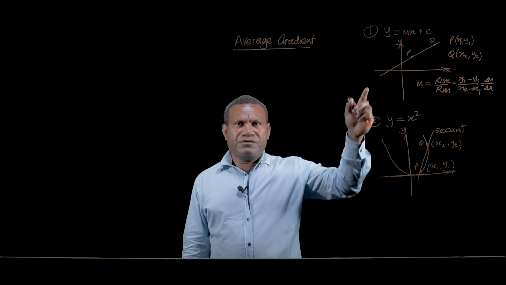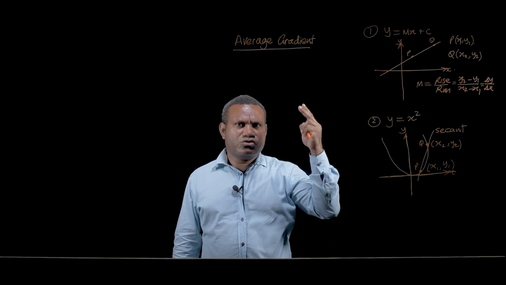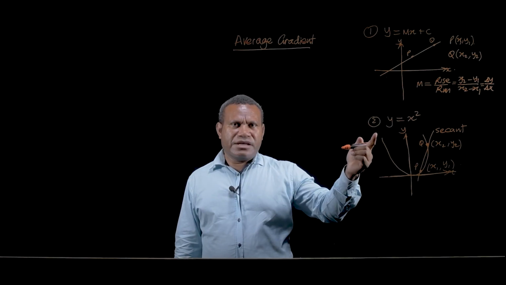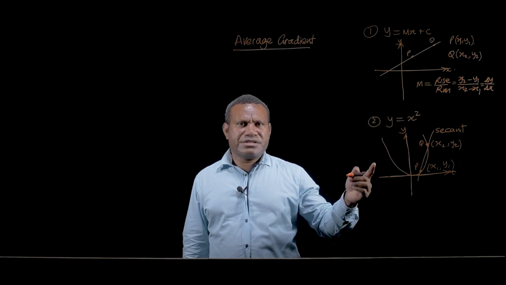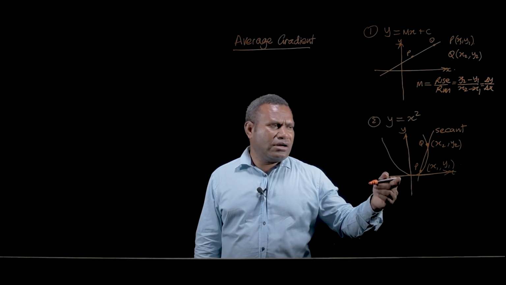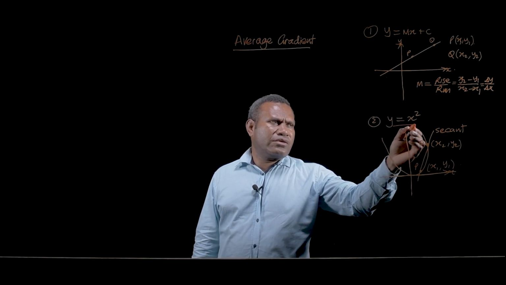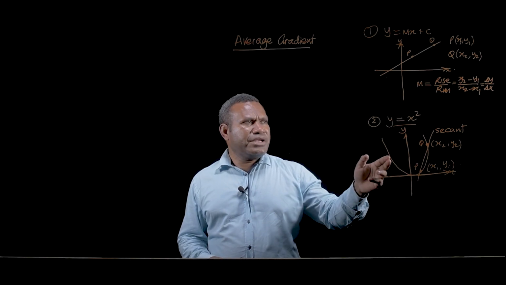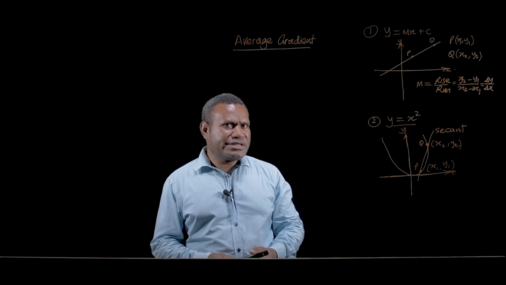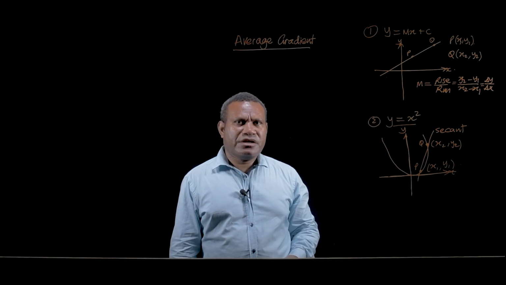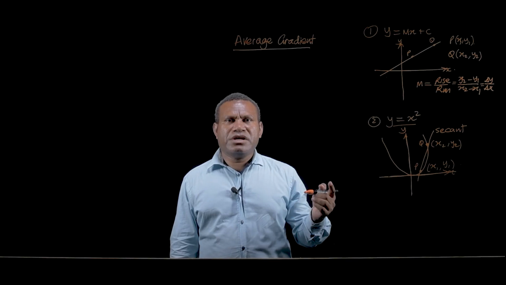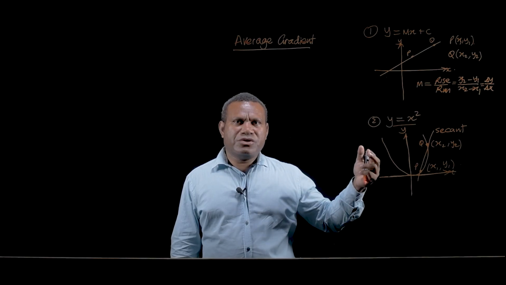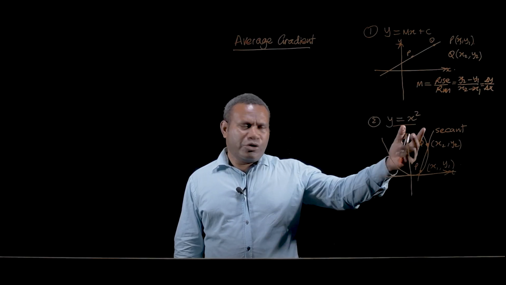Now the gradient of this straight line will be consistent throughout. Given 2 points, it will be the same all the way. Now what I have in the second diagram is a curve, a graph of a quadratic function. We know this one. If I look at this curve and calculate the gradient, it won't be consistent. It will not be the same across every point. Therefore, we will only calculate the average gradient of this curve, y equals x squared, between 2 points on the graph.